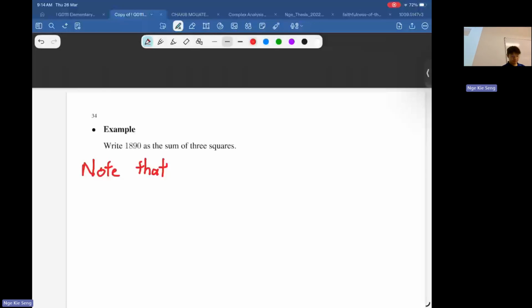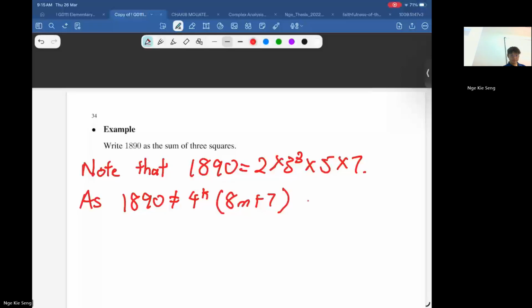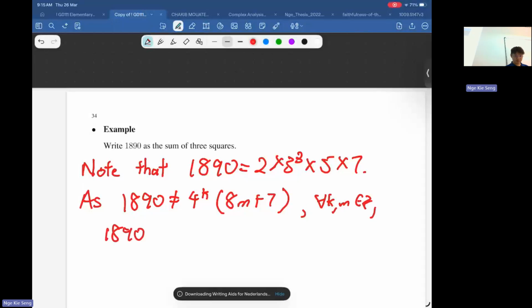If not that, this prime factorization of 1897. Okay. So it is not in the form of 4 to the k times a multiple of 8 plus 7. So it can be written as the sum of three squares.